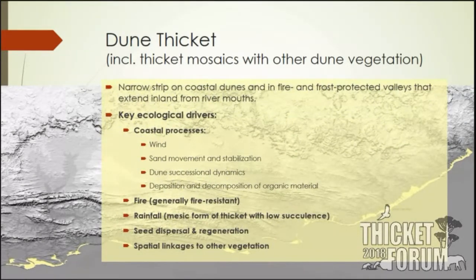And just as an example, this is the sort of information that would come out as a general description and the key ecological drivers for that particular unit. So for dune thickets, obviously coastal processes are an important aspect of defining those units ecologically. So it comes out as a key ecological driver. And the management of that unit then would depend on how you manage those processes.